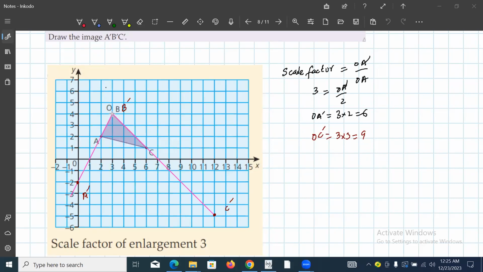O to, that means B to C dash. We can try it this way, and A to C dash, and A dash to B dash. This is our required enlarged shape. I hope you understand. Now we will see how to find the enlargement if the center is inside the object. That is our next question.